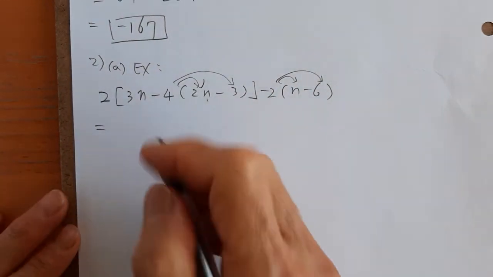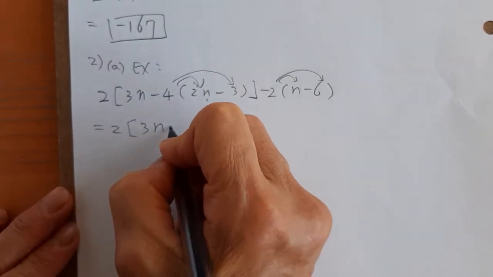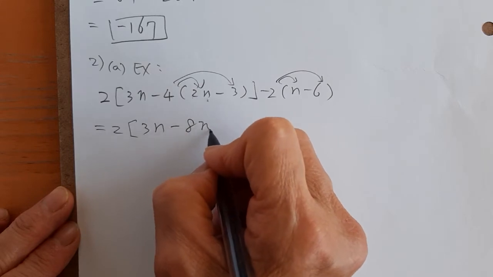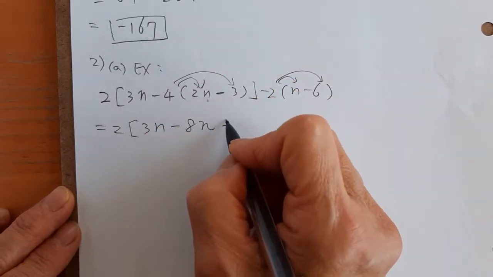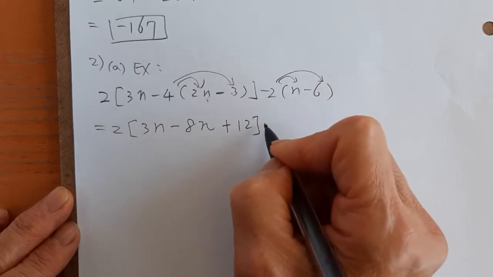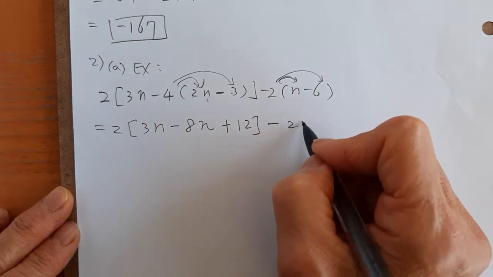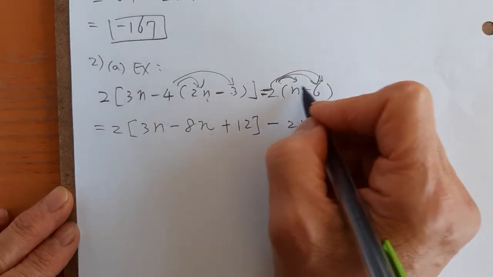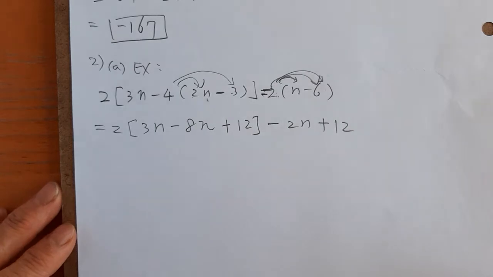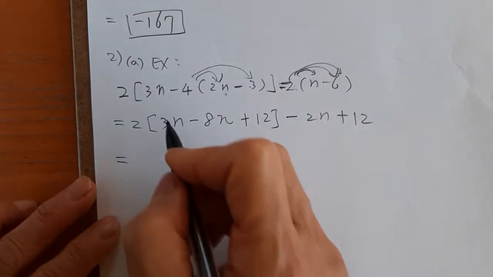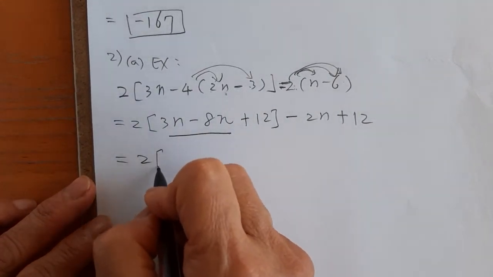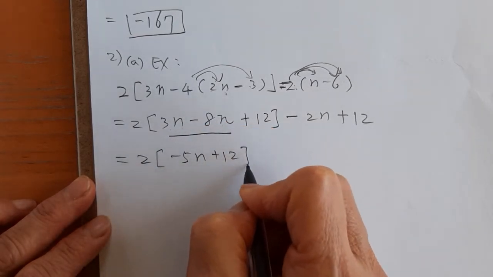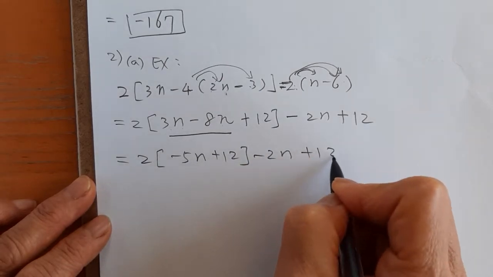So we got 2(3n minus 4 times 2n is minus 8n, negative times negative is positive, 4 times 3 is 12. Minus 2 times n, 2n. Negative times negative become plus, 2 times 6 is 12. Plus 12. Then you can combine like term. 3n minus 8n is negative 5n plus 12, and minus 2n plus 12.